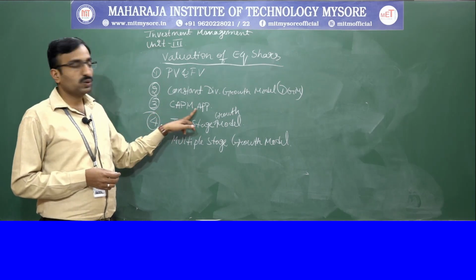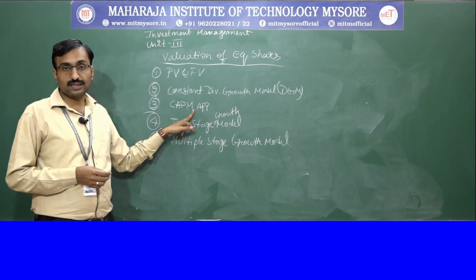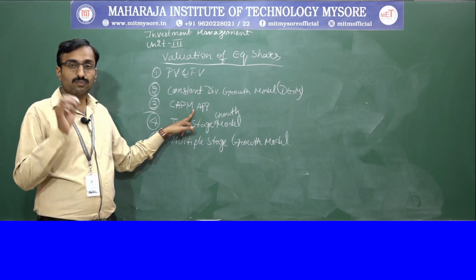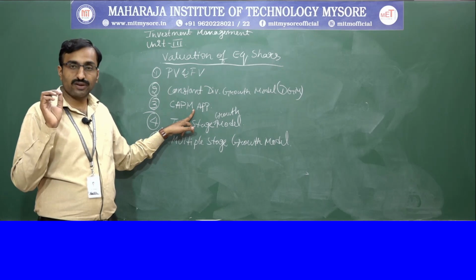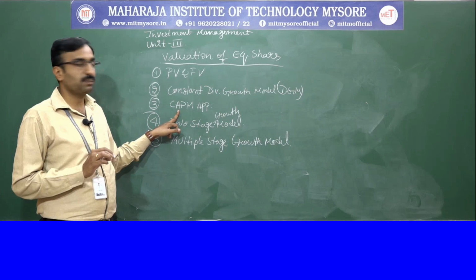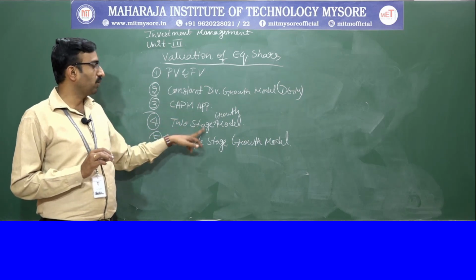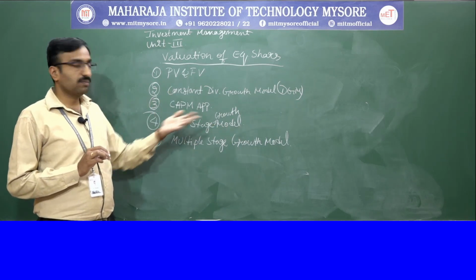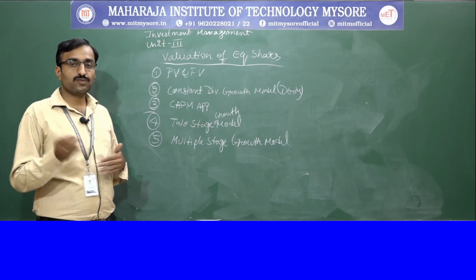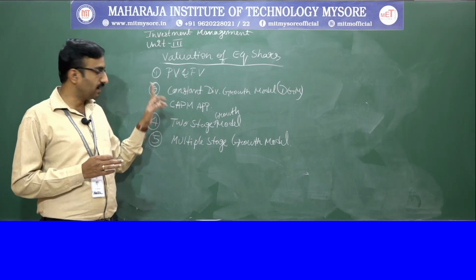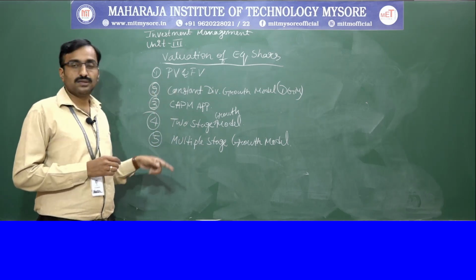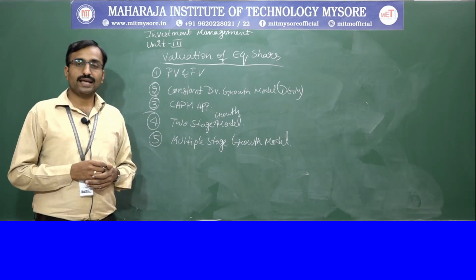Then the CAPM approach. Here we apply the risk free rate of return and the market portfolio return, both by taking into consideration beta. Then we find out the CAPM approach. Then the two-stage model: if the dividend rate is fluctuating or increasing, on that time separately we apply the two-stage model, and similarly we apply the multiple stage model. The in-depth of that we will be understanding in the next class.